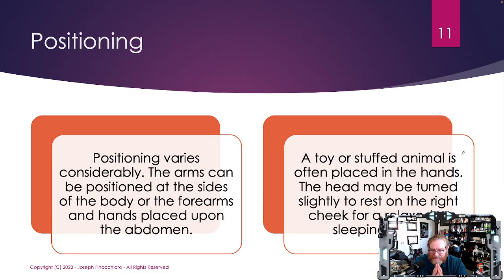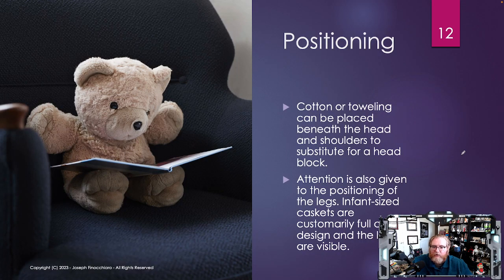Now, in regards to positioning the body generally, positioning varies considerably. The arms can be positioned at the sides of the body or the forearms and hands placed upon the abdomen. A toy or stuffed animal is often placed in the hands. The head may be turned slightly to rest on the right cheek for a relaxed or sleeping pose, or it may be placed straight ahead with no turn at all.